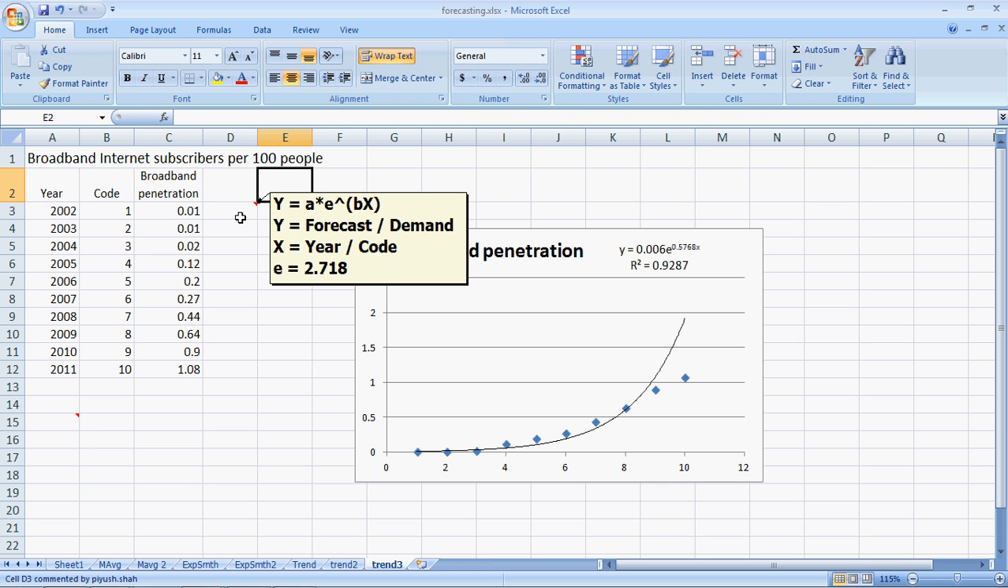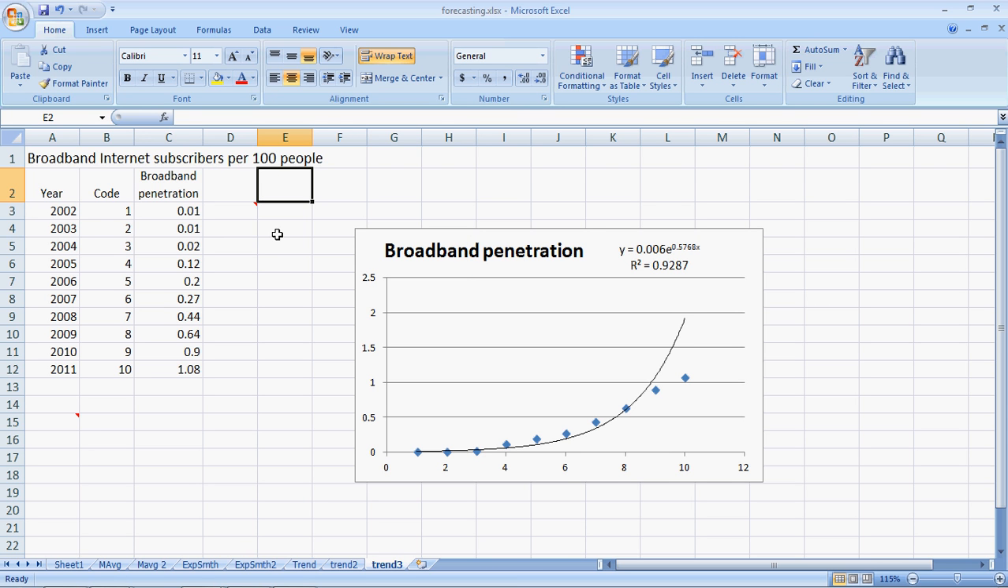Let's understand what our A and B are. In this case, the A is 0.006, and the B would be 0.5768. Right, so we have the A and the B here. So let's get to our prediction.